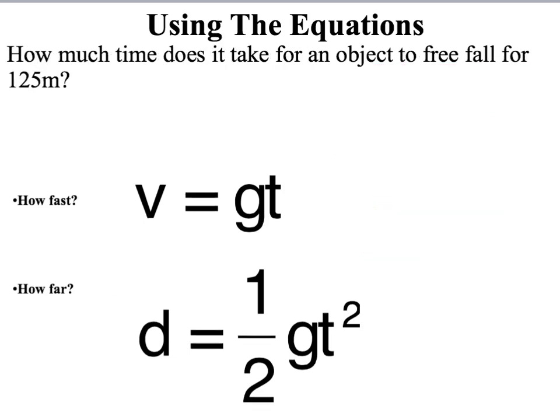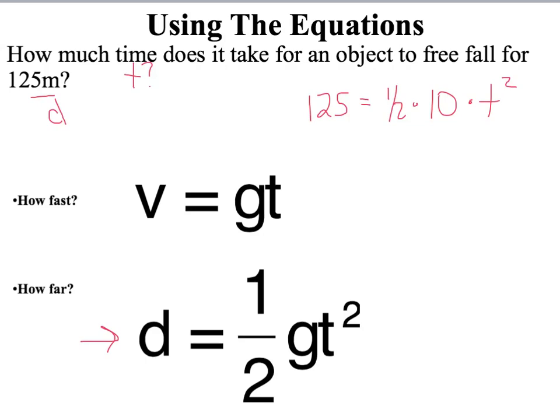How about this one? How much time does it take for an object to free fall for 125 meters? It's asking us to find time, and it's giving us a distance. So let's check it out. We're going to use this equation and plug in 125 for distance equals 1/2 times g is 10 meters per second squared times t squared.